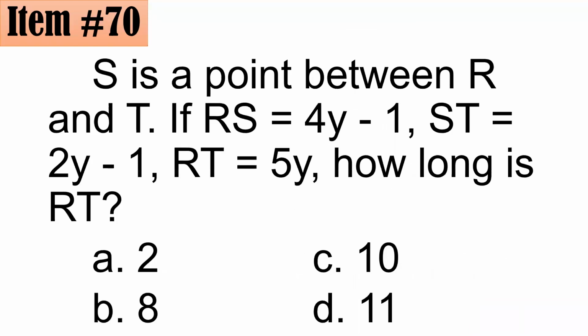70. Okay. Paki-comment po, anong sagutin niyo dito? S is a point between R and T if RS is 4y minus 1, ST equals 2y minus 1, and RT equals 5y. How long is RT?